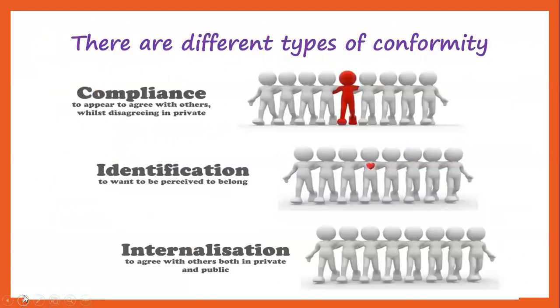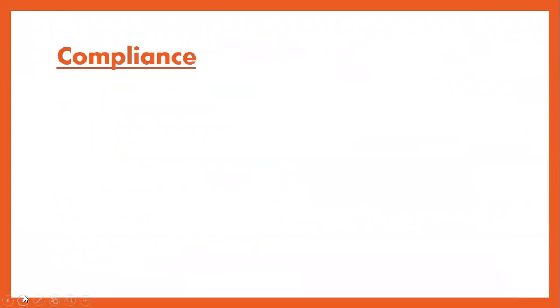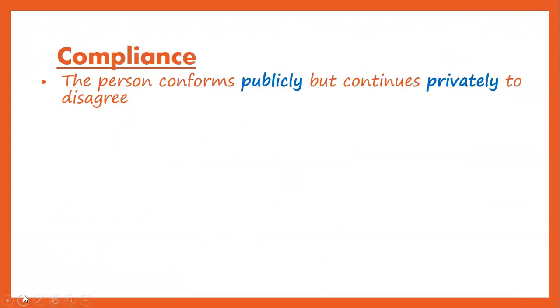So we're going to move on to the 3 different types of conformity. Now, these 3 different types of conformity are at different levels. We have one that is done at a very superficial level, then we have one on a medium level of conformity, and then one that is the highest level of conformity. So let's start with our first one, compliance. Now, compliance is when a person conforms publicly, but continues privately to disagree. So they might go along with the group because they want to fit in.